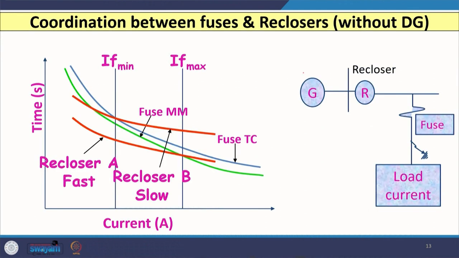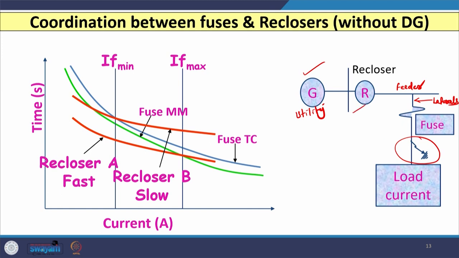So, let us consider this diagram. I have shown one utility, right? Let us say this is my utility and this is my recloser, these are my laterals, this is my feeder. And on one of the laterals, let us say some loads are connected and it is protected by a fuse. So, for any fault which is going to occur on the lateral, we want that the recloser should operate first.